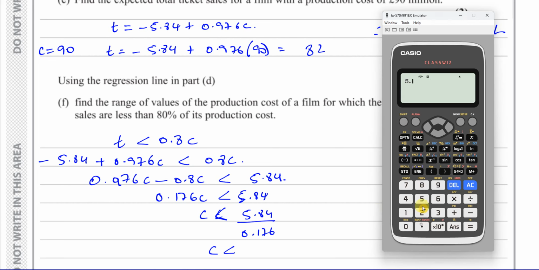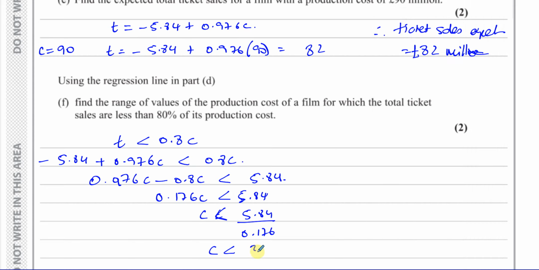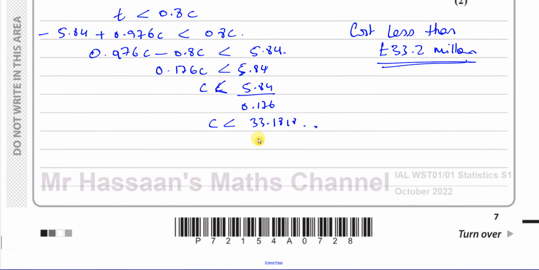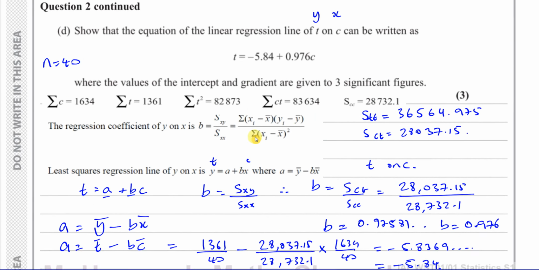So you have 5.84 divided by 0.176, which gives us 33.1818. So C is less than that. We want to find the range of values, so we can say the cost is less than 33.2 million pounds. So the range of costs is less than 33.2 million pounds. So there's our answer for part F. And that concludes question number 2 from this S1 paper.